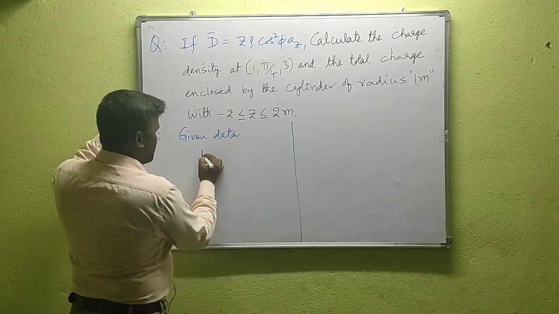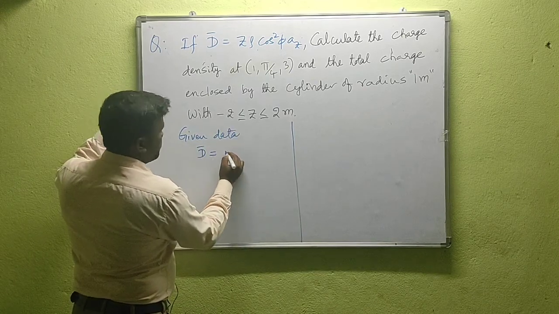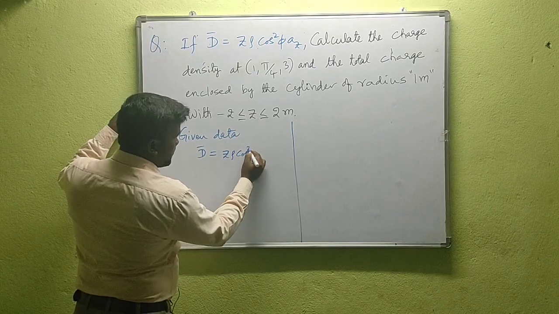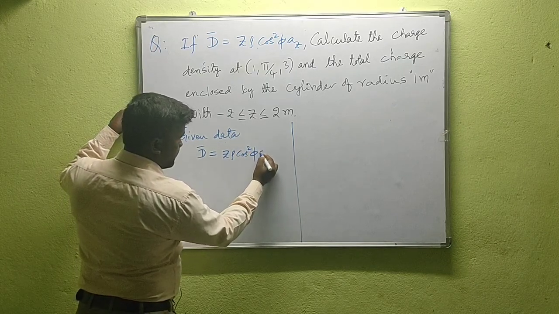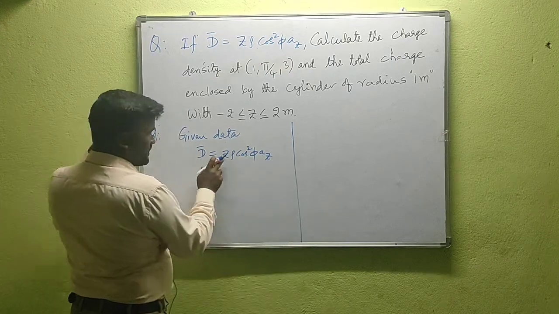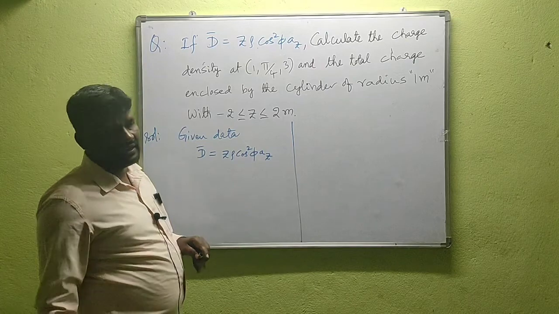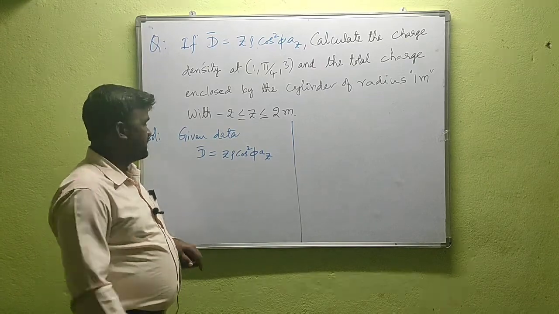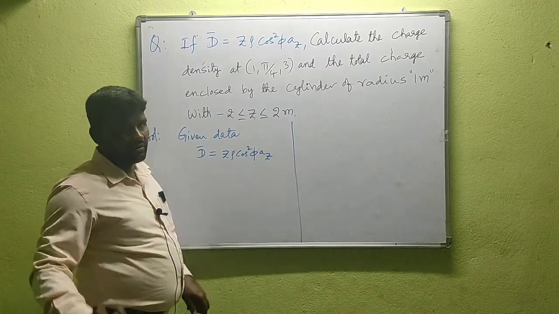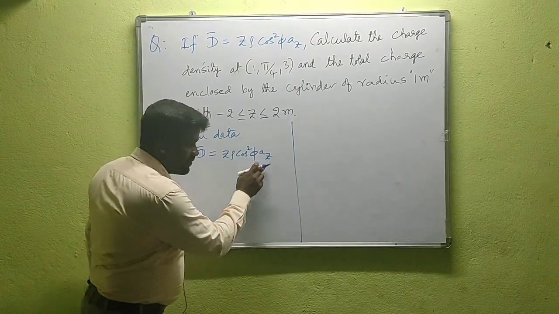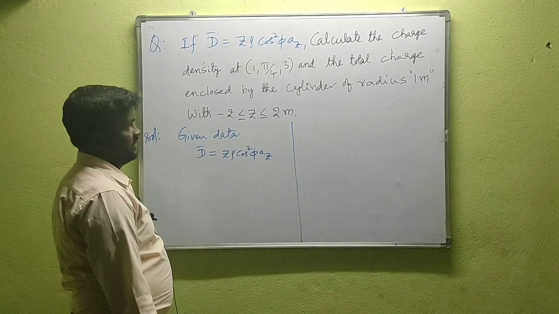D is equal to what? Z rho cos square phi az, which means D is a function of rho, phi, z. Rho, phi, z are the cylindrical elements, so D is represented in the cylindrical coordinate system. It has only one component, along the Z direction. az is the unit vector along the Z direction.